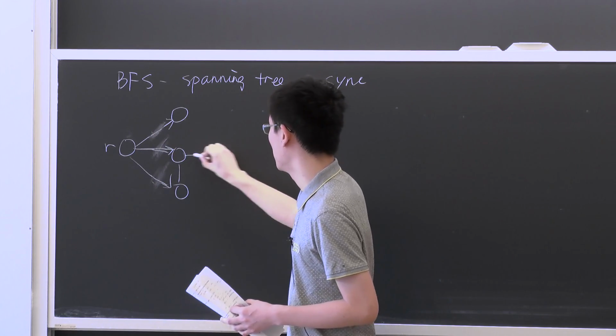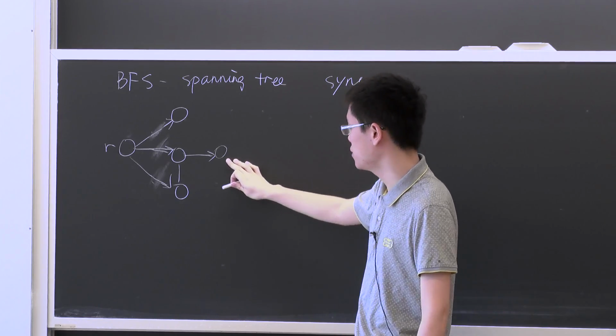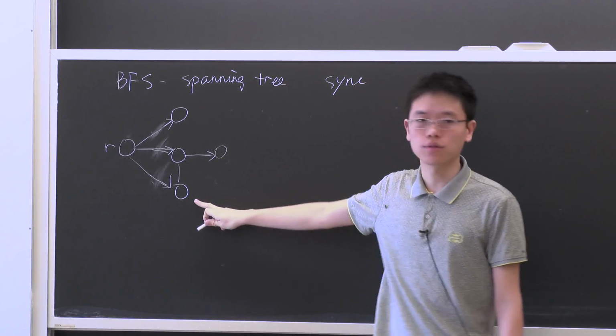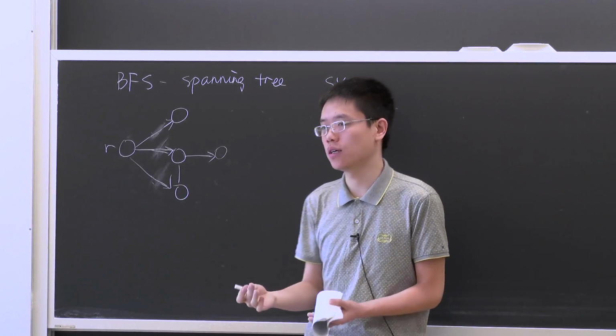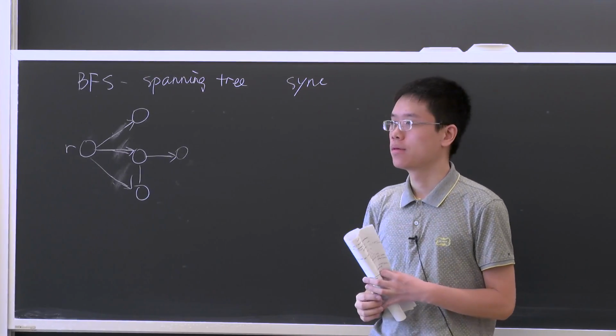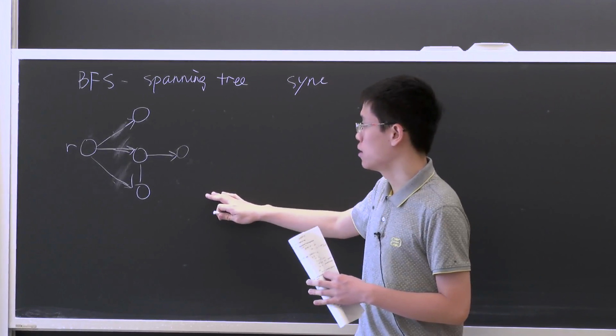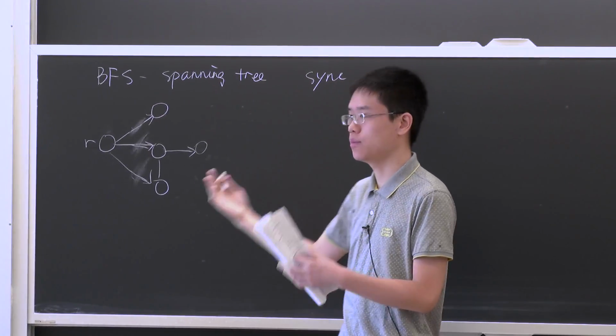So this node will search to the leaf node, but then it will also try to search for this guy. But this guy already has a parent. Then it will say, I already got a parent. This will give us a BFS spanning tree. What does it mean? It's a spanning tree found by BFS.